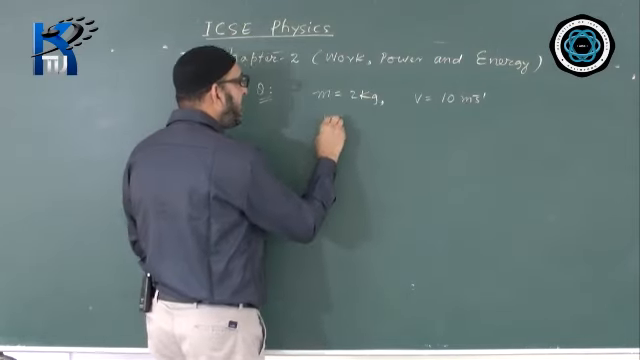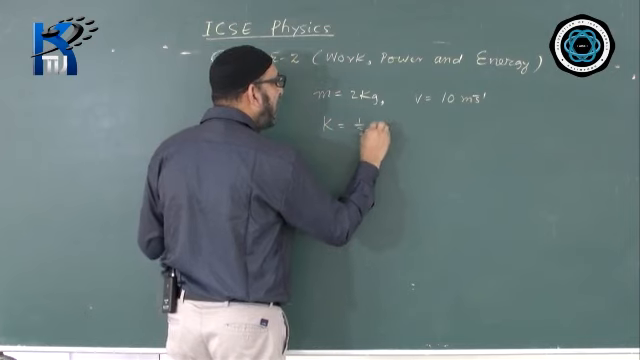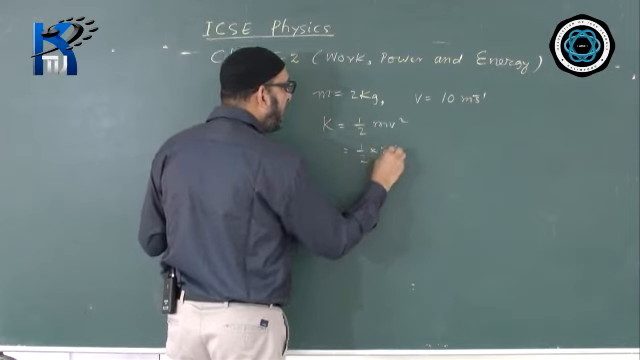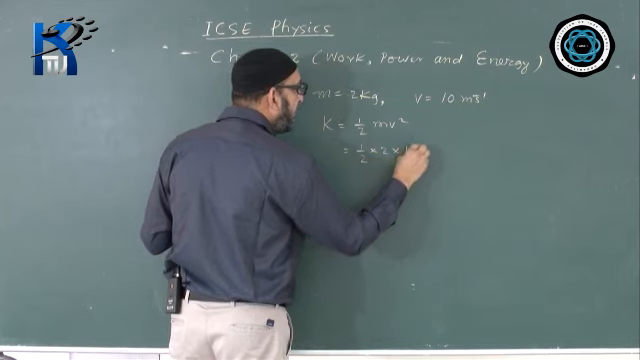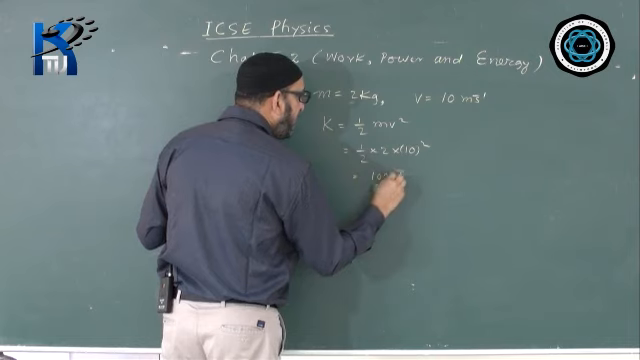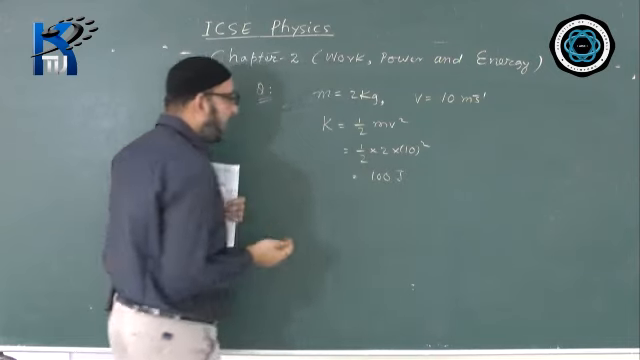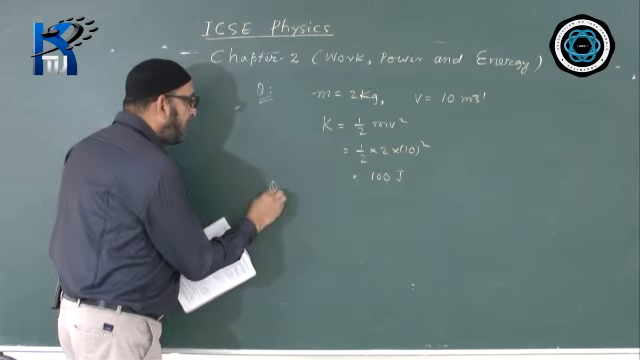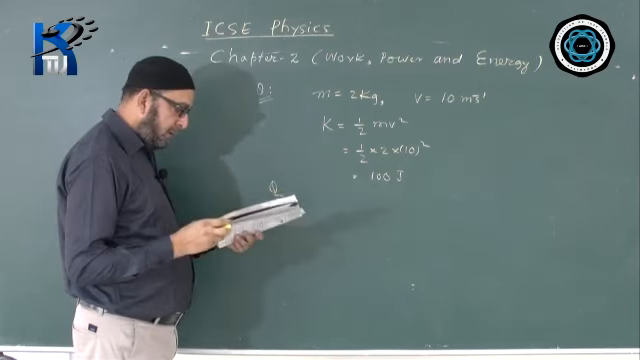So kinetic energy K is equal to, the formula says, half mv squared. Half, mass is 2, velocity is 10, so 10 squared. So the answer is coming 100 joule. This is the answer. Simple problems. Then another question is over here.